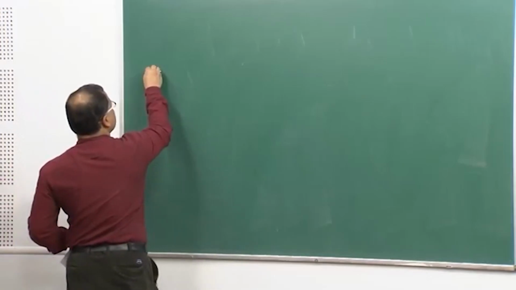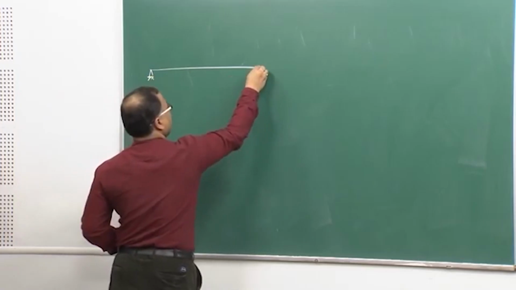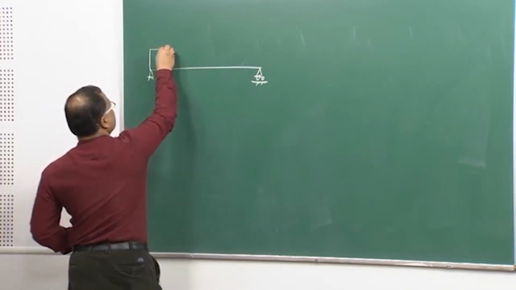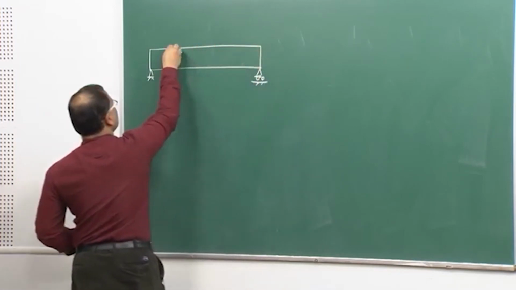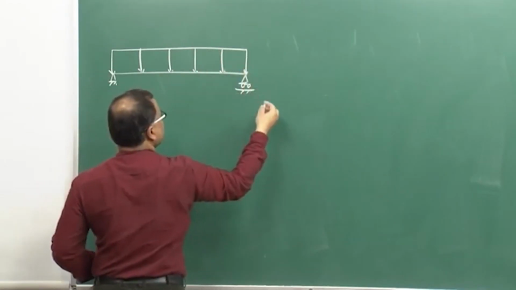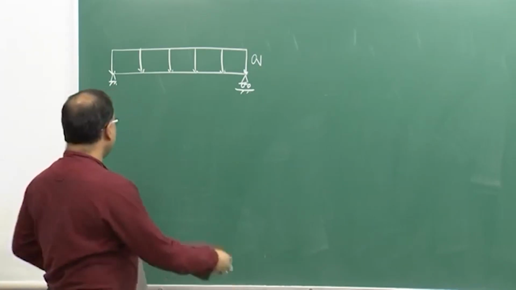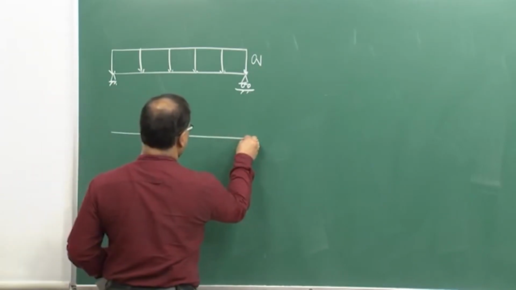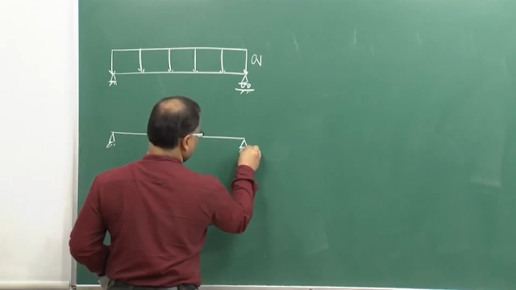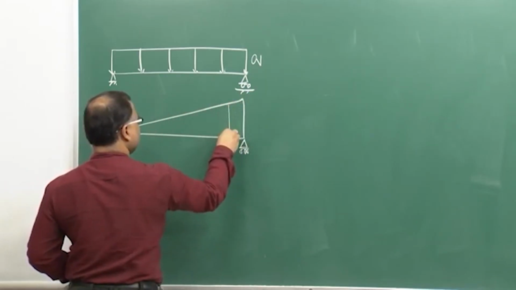Either it varies constantly, say this is a beam, okay, either you have this kind of constant distributed load with constant load intensity Q per unit length, or you may have this kind of linearly varying loading. Okay.